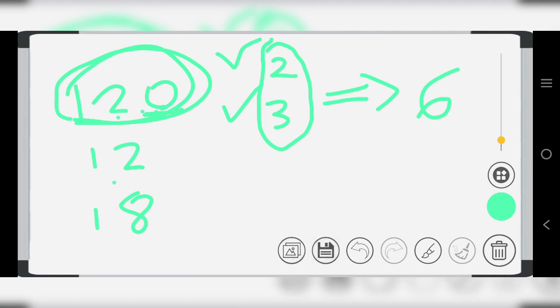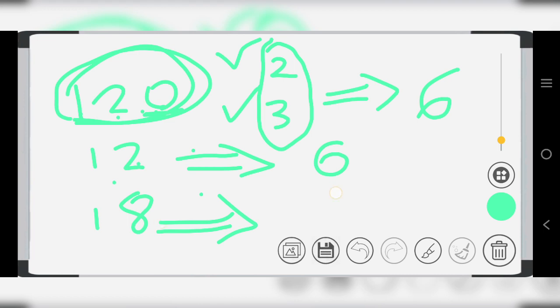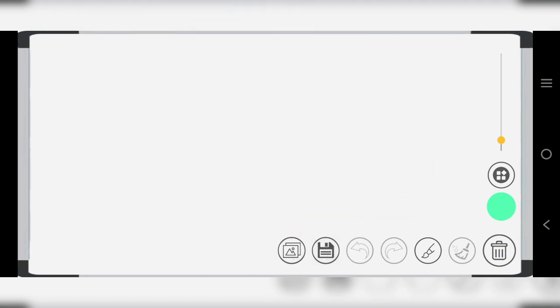The 12 is the same way. It is divisible by both 2 and 3. 2 sixes are 12, 3 fours are 12. So it is divisible by both 2 and 3, and it is divisible by 6. 18 is also the same. 2 nines are 18, 3 sixes are 18. So it is divisible by both 2 and 3, and 18 is divisible by 6 too. So this is the divisibility rule for 6.